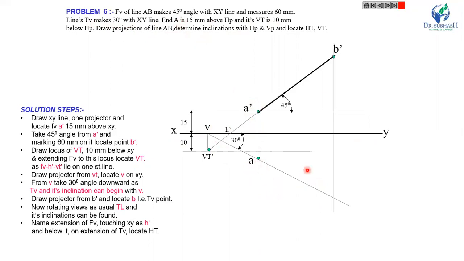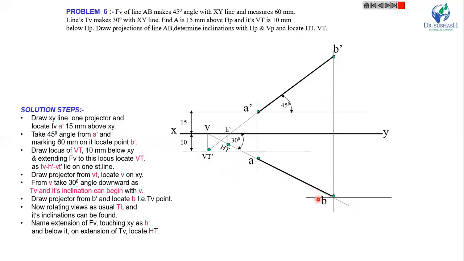This point is A. Draw the projector from point B dash. It will intersect this line at point B. So this AB is our top view. Now draw the projector from H dash. It will intersect this line, the extension of AB, and this is our HT, the horizontal trace, and this is the VT.